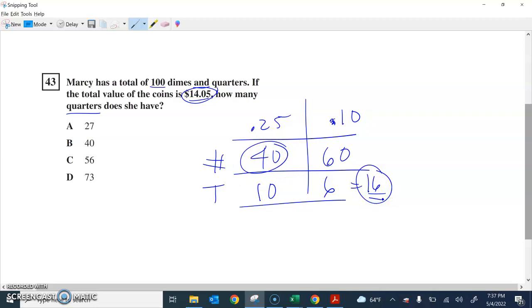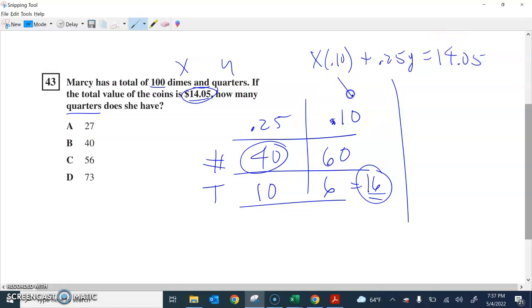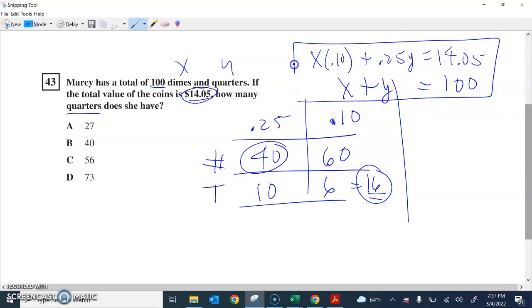So that was easy. The other way we could do it is algebraically. We could make dimes X and quarters Y, and say X times 0.10 plus 0.25Y equals $14.05. Then X plus Y, the total number of coins, would be equal to 100. And then I could go through and do substitution or elimination.